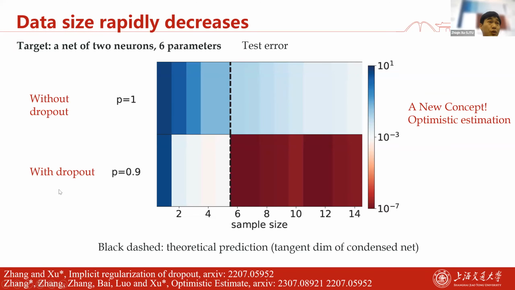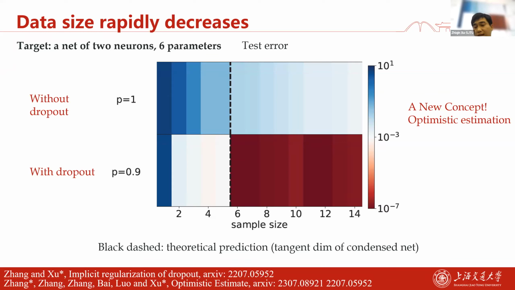But once you have dropout, you have condensation, right? The effective number of neurons actually becomes quite small. So how much sample size do you need? That is six. Why is it six? Because for each neuron, you have an input weight, you have a bias, you have an output weight. So for each neuron, you have six parameters. In such a case, you only need six samples, then you can recover this exact target function.